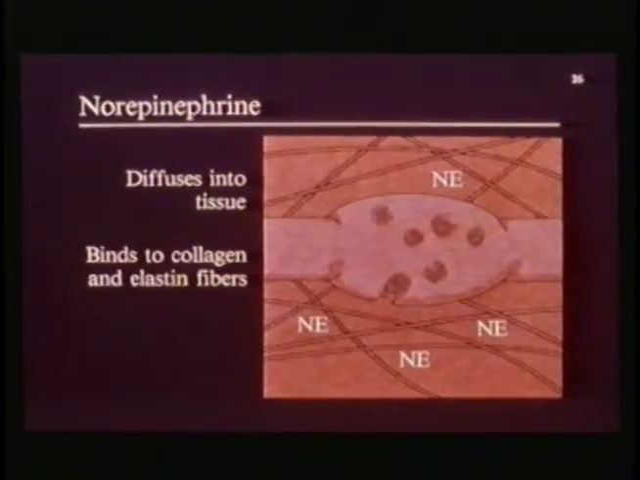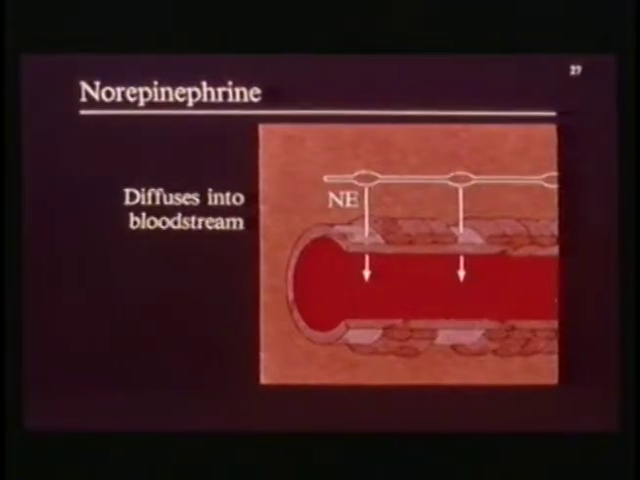26. The norepinephrine may also diffuse into the surrounding tissue, where it is diluted below effective concentration or binds to collagen and elastin fibers. 27. A large fraction of the released norepinephrine diffuses across the blood vessel wall into the bloodstream. This route is especially important when the distance from the varicosity to the smooth muscle cell is large. Once it enters the blood, the norepinephrine is rapidly methylated and deaminated.